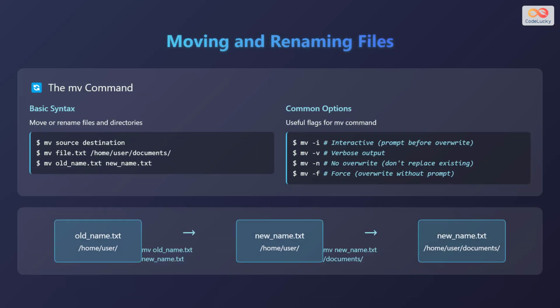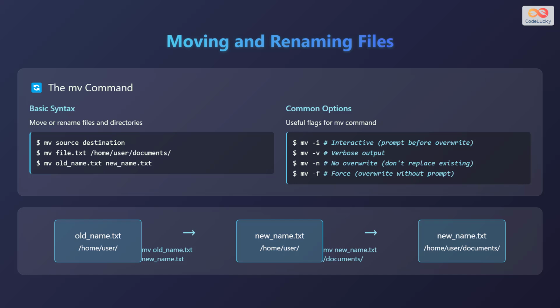The mv command is used to move or rename files and directories. The basic syntax is mv source destination. For example, mv file.txt /home/user/documents/ moves file.txt to the documents directory. To rename a file, use mv old_name.txt new_name.txt. Common options include -i for interactive mode, which prompts before overwriting, -v for verbose output, -n for no overwrite, which prevents replacing existing files, and -f for force, which overwrites without prompting.